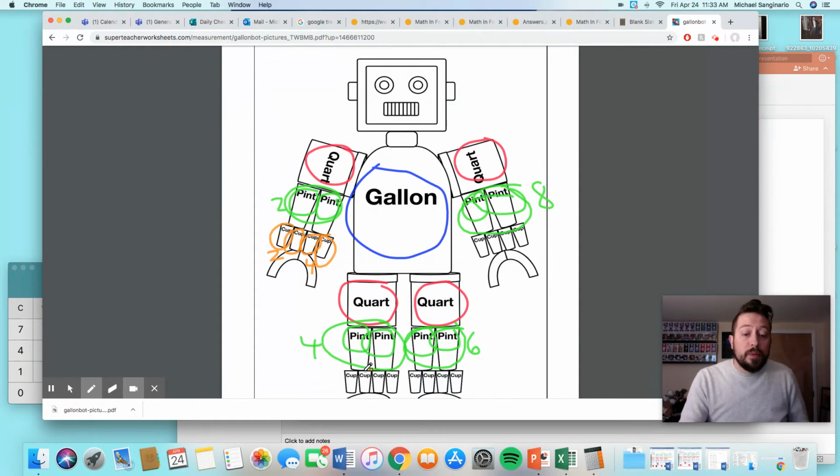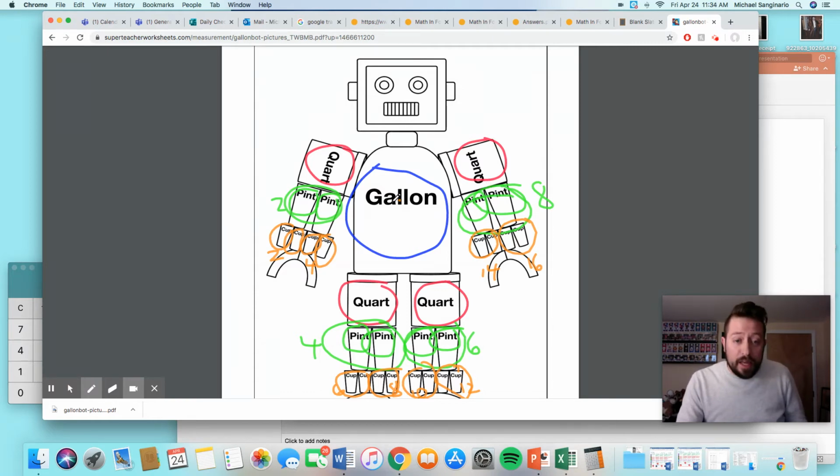Here's another pint for 2 more. So that's 6, 8, and so on. Okay, let me just keep going. 10, 12, 14, 16. So basically what this says is that in 1 gallon, we have 16 cups altogether, okay?